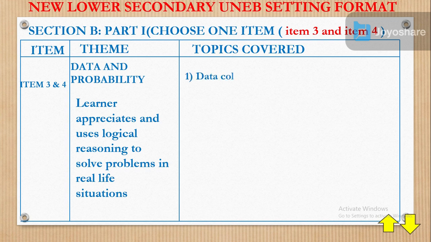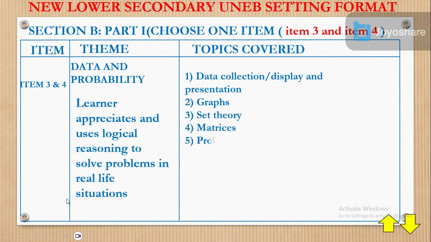Let's move on. That's the first topic. These are the topics we have as far as item 3 and 4 is concerned. Now item 3 and 4 come from section B part 1, and in section B part 1 we are meant to choose one question. So you may choose to do 3 or you may choose to do 4, but not all of them. Those are the instructions we have.